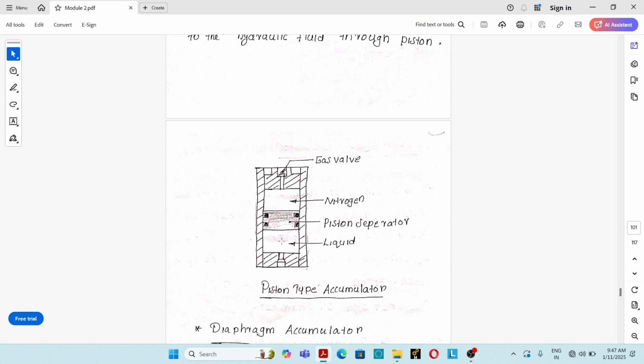When the pressurized hydraulic oil fills this chamber, the piston moves in the upward direction and the nitrogen gas gets compressed, storing the energy. Whenever required, the nitrogen gas expands and the piston moves in the downward direction, the oil gets compressed, and high pressure hydraulic oil flows to the actuator, and the hydraulic actuator can utilize the energy. So in the piston type accumulator, the piston acts as a separating element between the gas and the hydraulic oil.